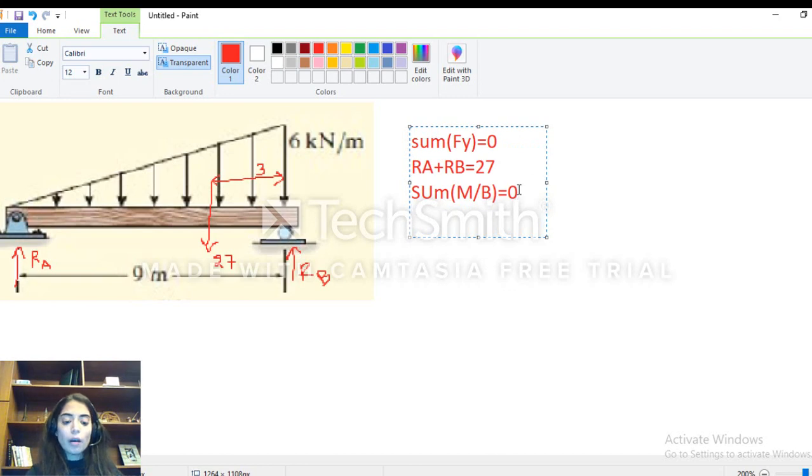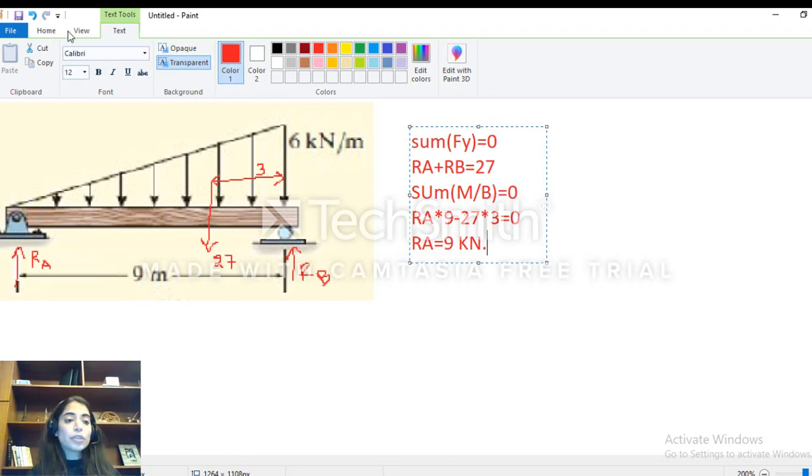That Ra times 9 minus 27 times 3 is equal to 0. And this means, guys, basically that Ra will be equal to 9 kilo Newton. Now, guys, no need to find Rb because, in fact, I will take the left part, so I'm not interested in finding Rb.